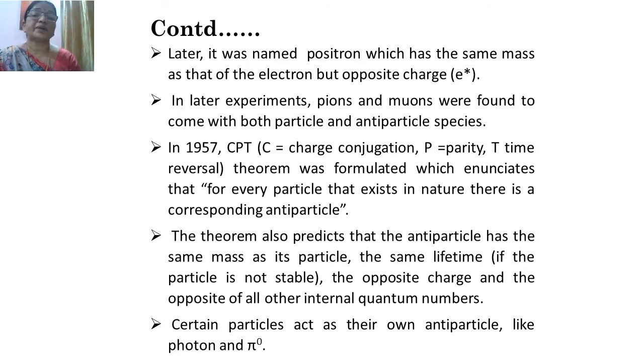In later experiments, pions and muons were found to come with both particle and antiparticle species. In 1957, the CPT theorem, that is the charge conjugation, parity and time reversal theorem, was formulated, which enunciates that for every particle that exists in nature, there is a corresponding antiparticle. The theorem also predicts that the antiparticle has the same mass as its particle, the same lifetime if the particle is not stable, the opposite charge and the opposite of all other internal quantum numbers. Certain particles act as their own antiparticles, such as the photon and pi zero.